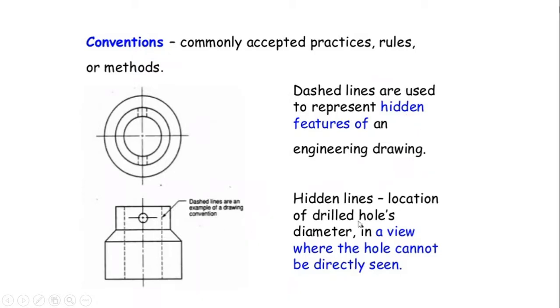Here, hidden lines are used for the location of drill hole diameters. In this top view, a drill hole is there, but in this front view we cannot see the drilling. We only see these dark lines. For this purpose, you will use the dashed line to represent the hole, showing the location of the drill hole diameter in a view where the hole cannot be directly seen.